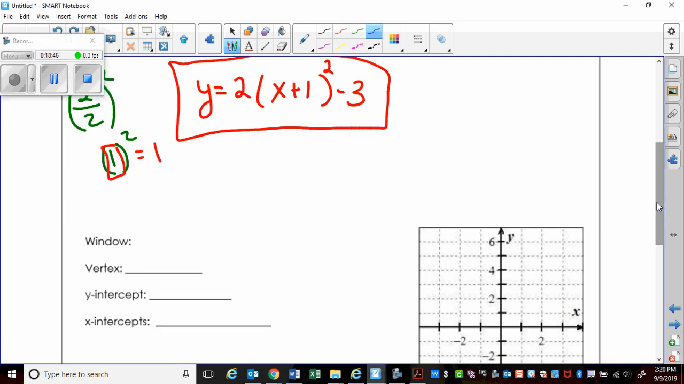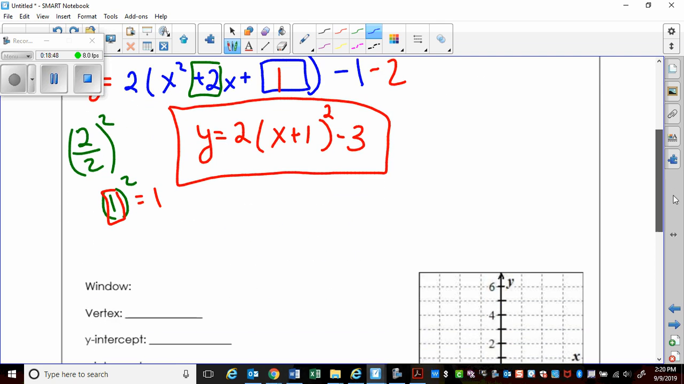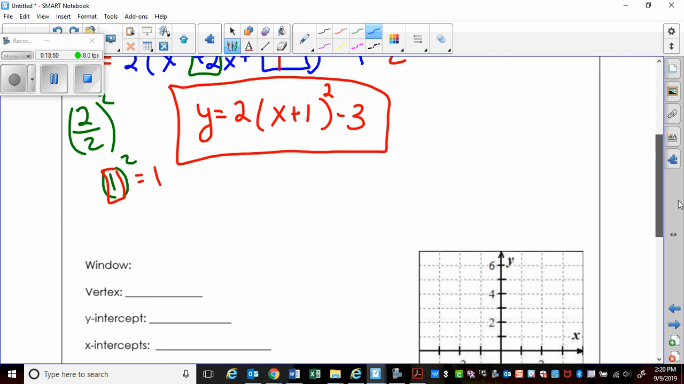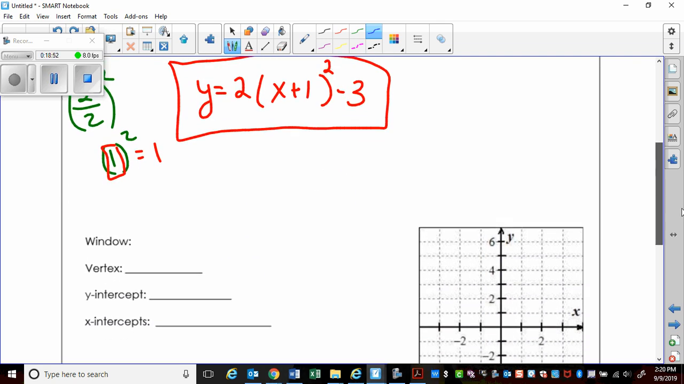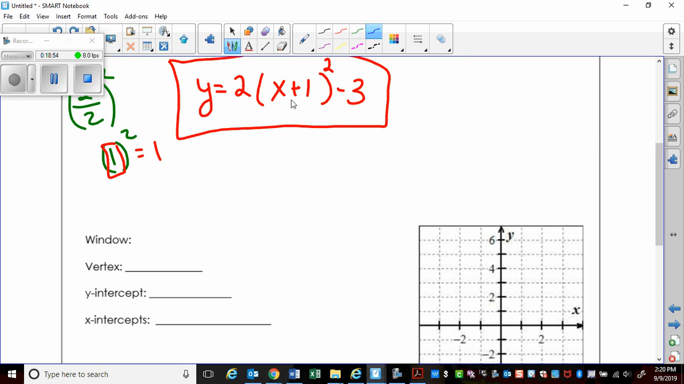I've just scrolled down now, and it's asking me to graph this. I'm going to actually let you guys graph it, but I'm going to show you how to find the vertex. So the vertex, remember we changed the sign of this one, so it's at negative 1, and then we keep this sign, comma negative 3.